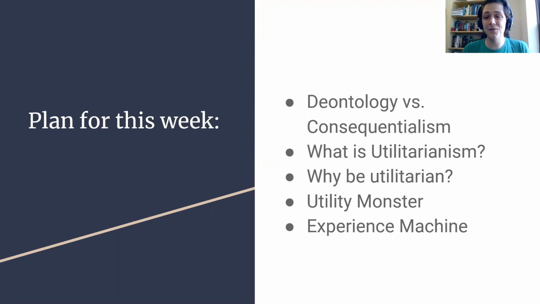Once we are finished with that, then we're going to move into utilitarianism. We're going to ask, what is utilitarianism? And ask, why be a utilitarian? Why do utilitarians think that this view is correct, that this is the right theory of morality? And then once we talk about that, we're going to move into objections to utilitarianism. So we're going to talk about the utility monster and the experience machine, both of which are thought experiments designed to attack or to argue against utilitarianism, to argue that utilitarianism is incorrect. So that's the plan for this week.